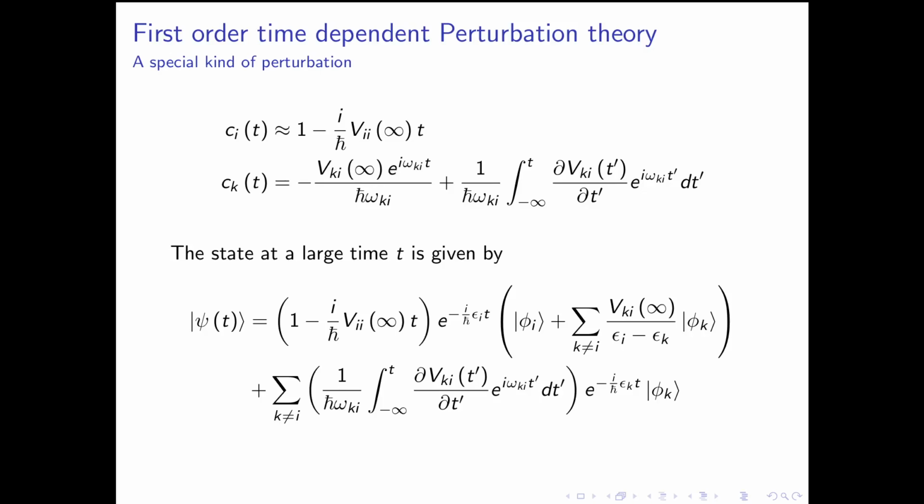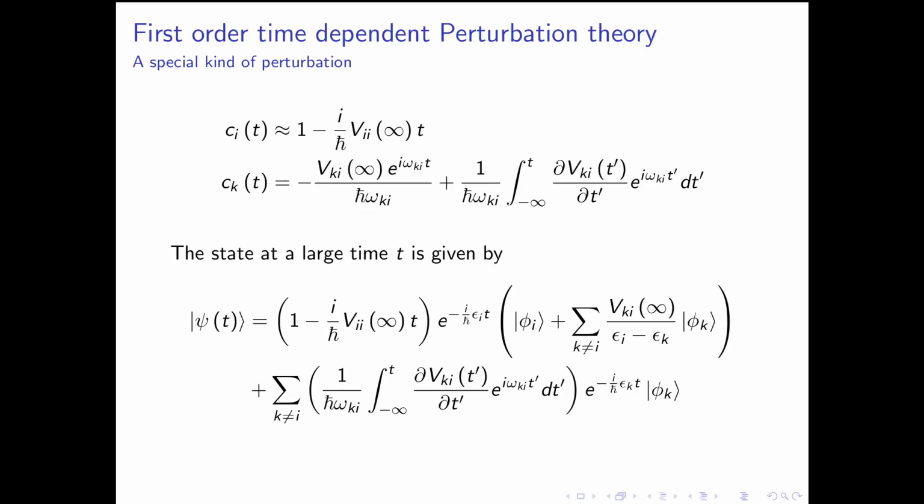Note that at large positive times, which are the times we are looking at, the perturbation has already steadied out, so we can think about the perturbation now as a steady time independent perturbation whose value is given by V infinity. So basically this expression that you have in the brackets, ket phi i plus sum over k not equal to i V_ki infinity by epsilon_i minus epsilon_k phi k, should be easily recognizable as the perturbed state according to time independent perturbation theory. This is what the state phi i becomes when you switch on the perturbation. Again, to first order in perturbation theory.